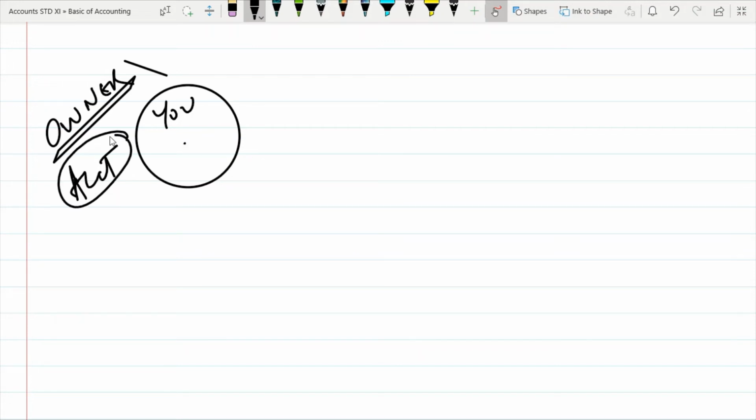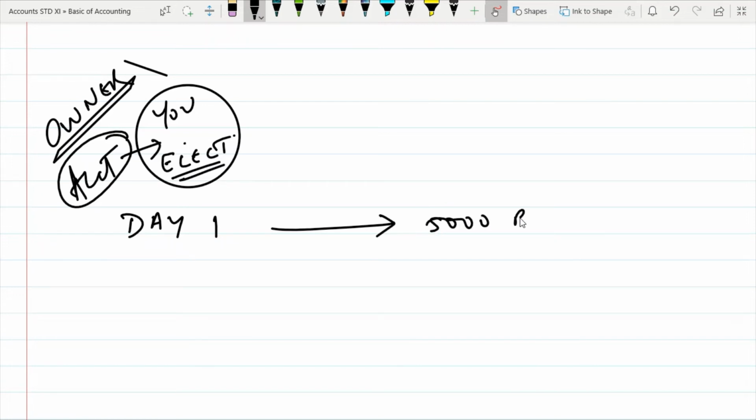Now you are the accountant of the business. Now since you're playing two roles, you may be the owner, and you could be playing the role of an accountant. Now we'll say on day one, say this is an electrical shop. What you're having here is an electrical shop. Now on day one, you sold 5,000 rupees worth of, say, bulbs, tube lights, whatever. Okay, and for this 5,000 rupees, you have received cash.